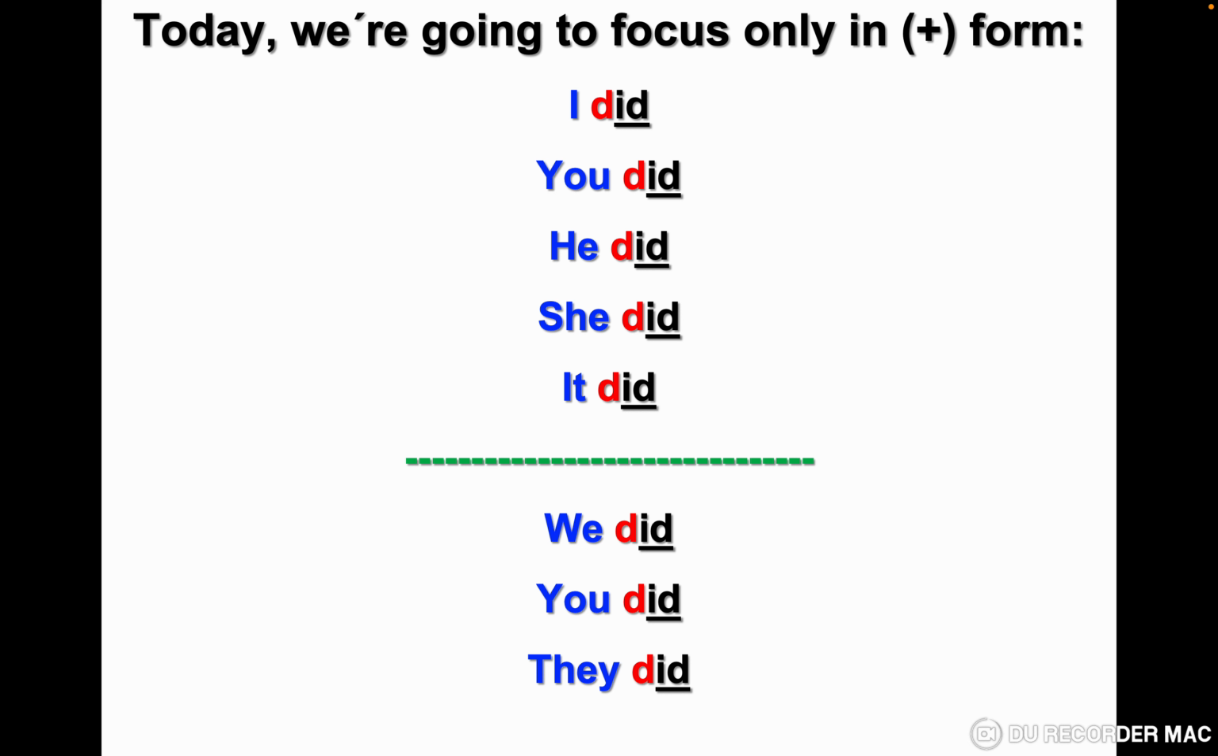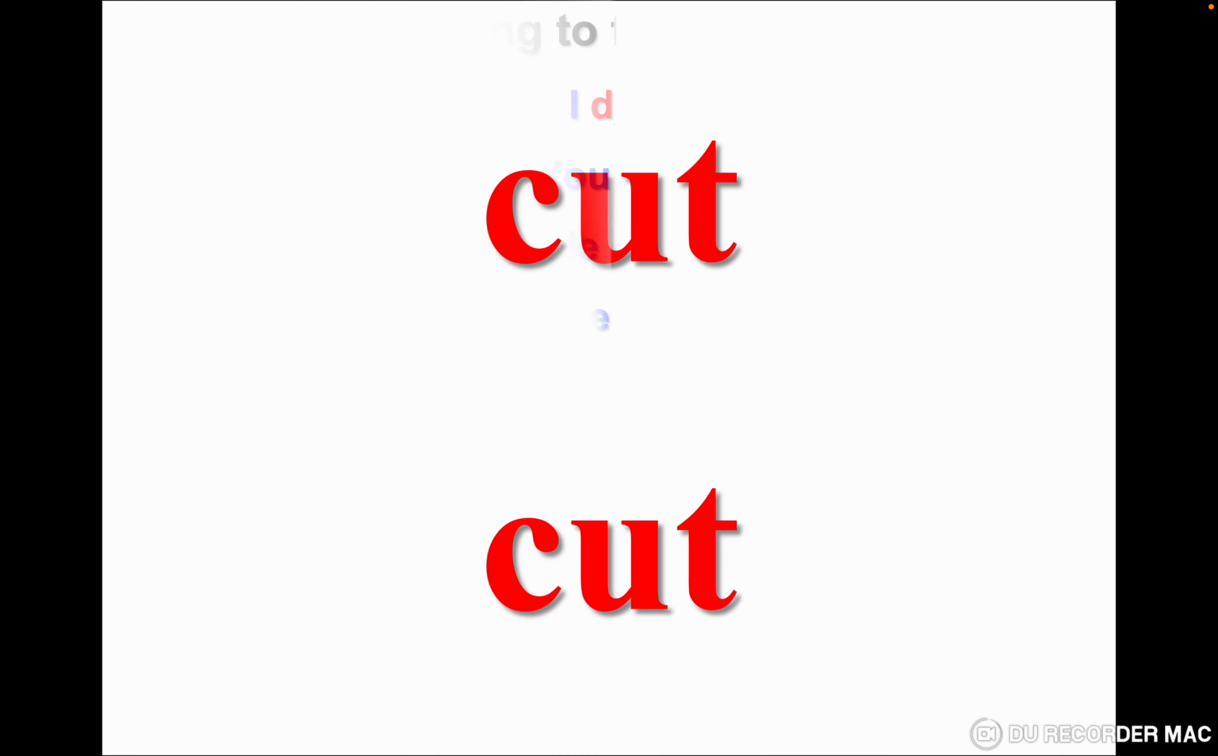I did homework. I did. You did. He did. She did. It did. We did. You did. They did. So the verb doesn't change with all pronouns in the past simple.